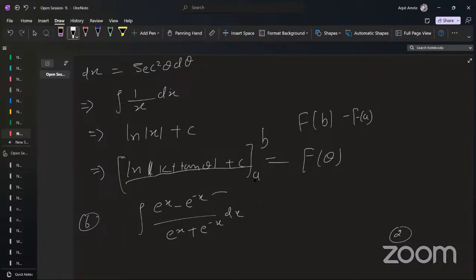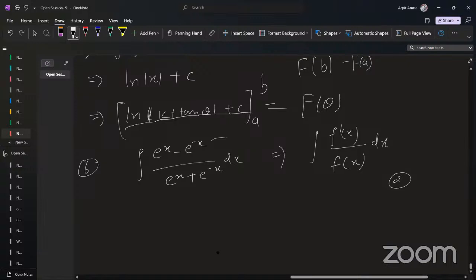Right? Okay, how will you solve this question? Same thing. This is also looking like this, right? f'(x) divided by f(x), right? You can do it. Shall I leave this question? If anyone wants me to solve this question, please write yes on the chat box. I will see and then I will solve.